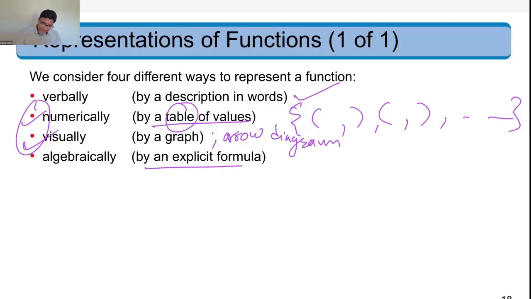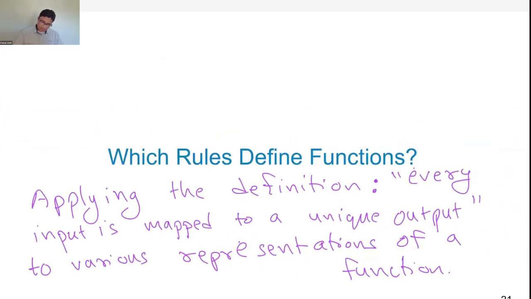Algebraically is an explicit formula, and another word for algebraically is analytic. That is like y equals x squared, the equation of a parabola. So one important question whenever we deal with functions is: is it a function in the first place? Because not every formula is a function. Not every table of values may be a function.